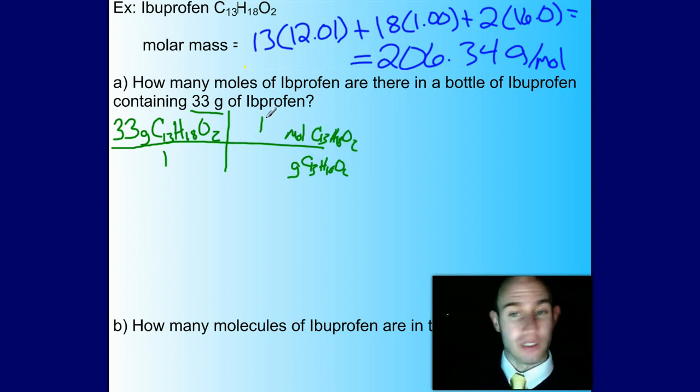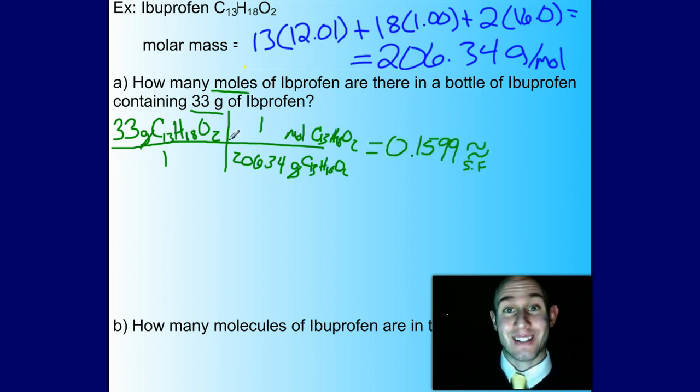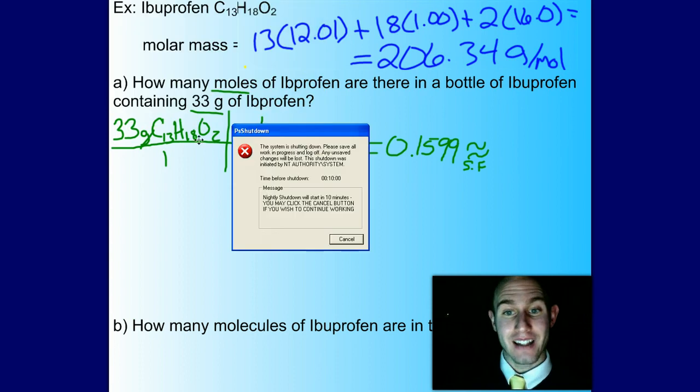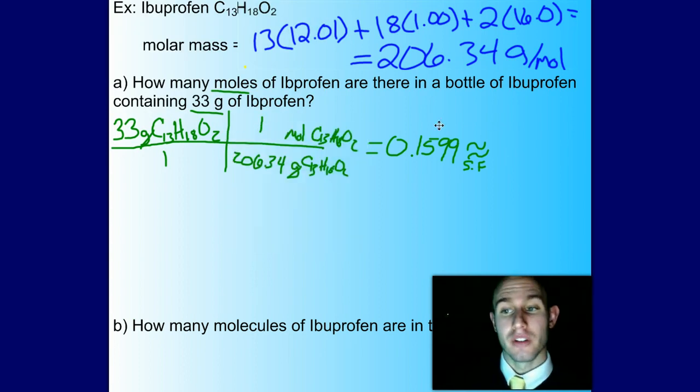In 1 mole, because it's always 1 mole as a conversion factor, how many grams of this compound exist? That's its molar mass. I'm going to look on the periodic table. I already have it together, so it's 206.34. I'm asking for how many moles. My grams cancel, and I'm left with the word mole. So I know that I'm at my last step, which is to divide the 2, and I'm going to get an answer of 0.1599.